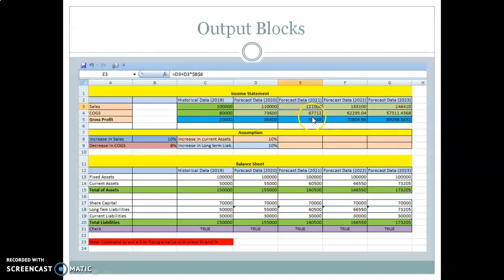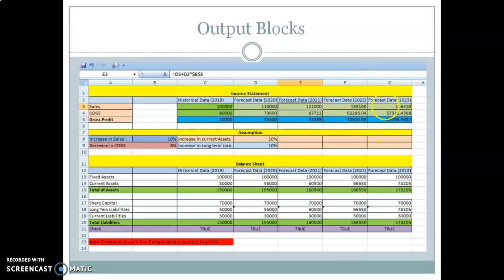but they are interested to find out or to know about the forecast, that is what would be the income statement in 2021, what would be the income statement in 2022, 23. It means what would be the income statement and balance sheet position in the future, right? So output blocks represent what results we will get in future. So it's very important to understand this output block.